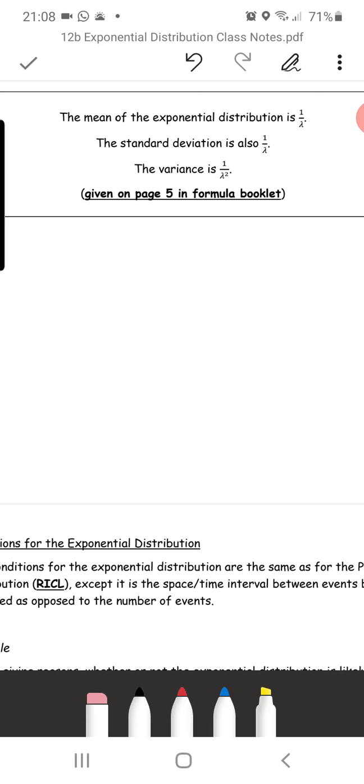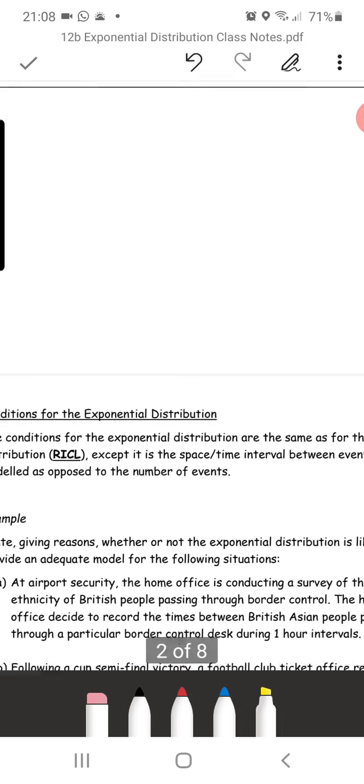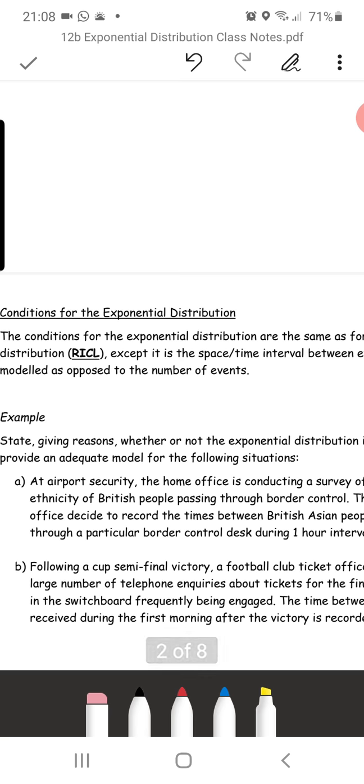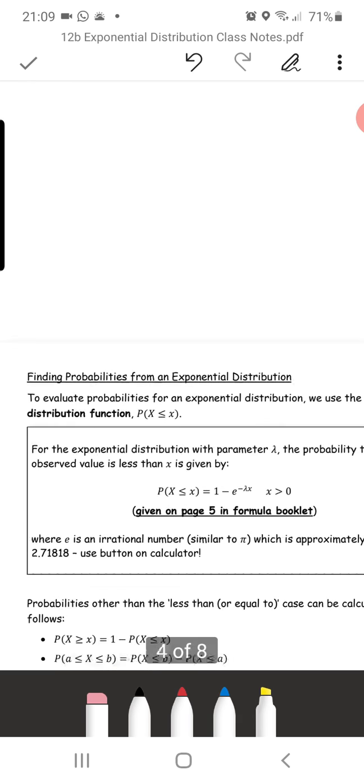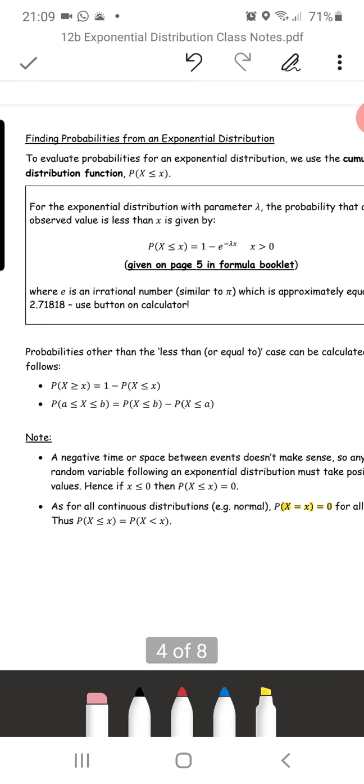In a Poisson, the mean and variance were the same, whereas in an exponential, the mean and standard deviation are the same. But that's not the most important feature. The key formulas are in the form booklet. That's the main thing. If you need the standard deviation, of course, square root. You've got the same conditions. I want to focus on working out probabilities.